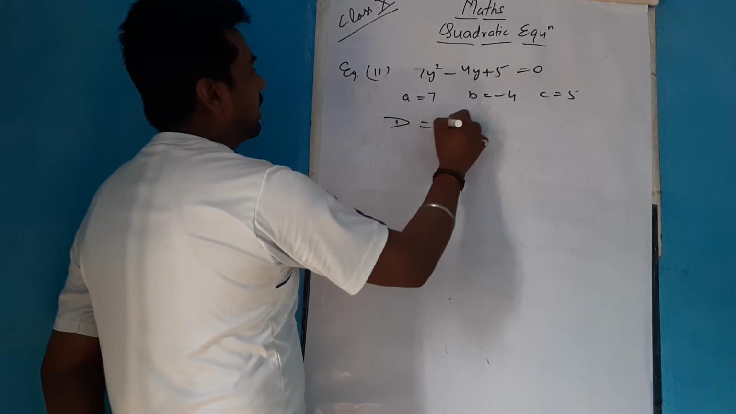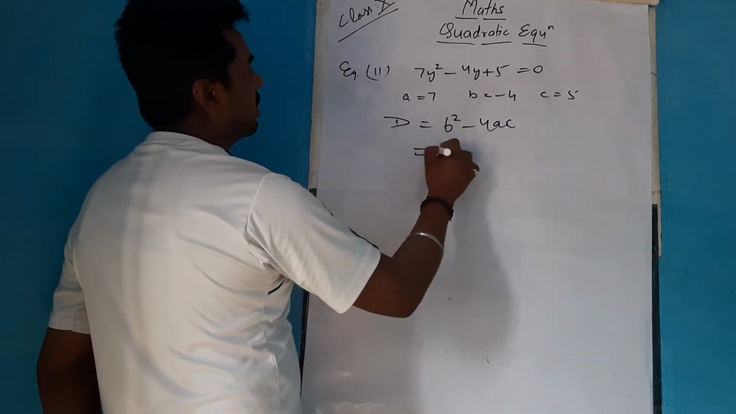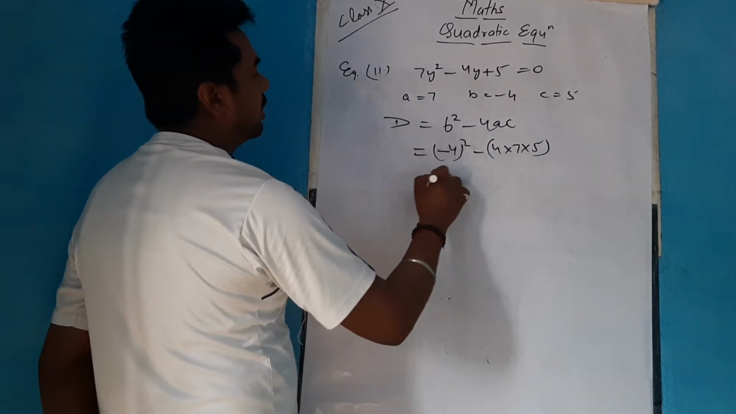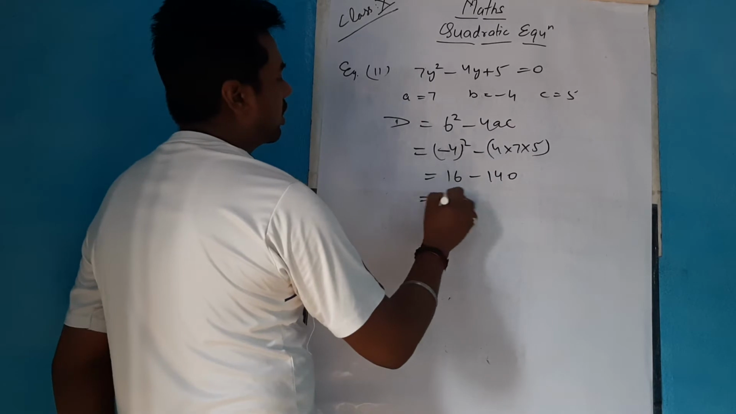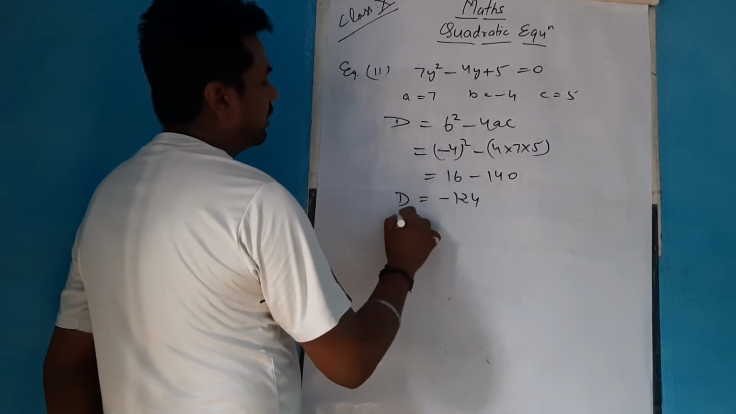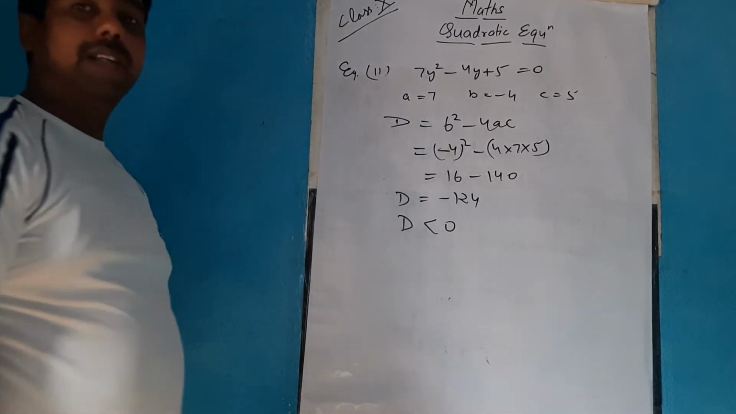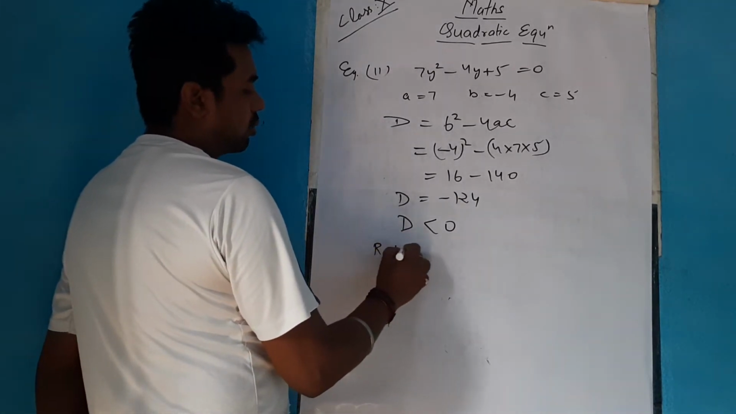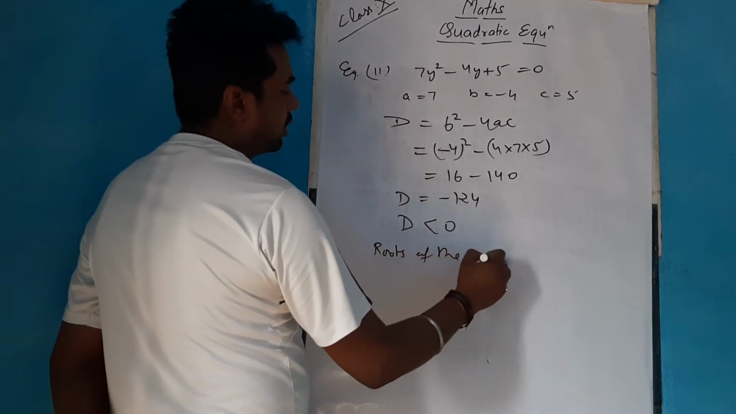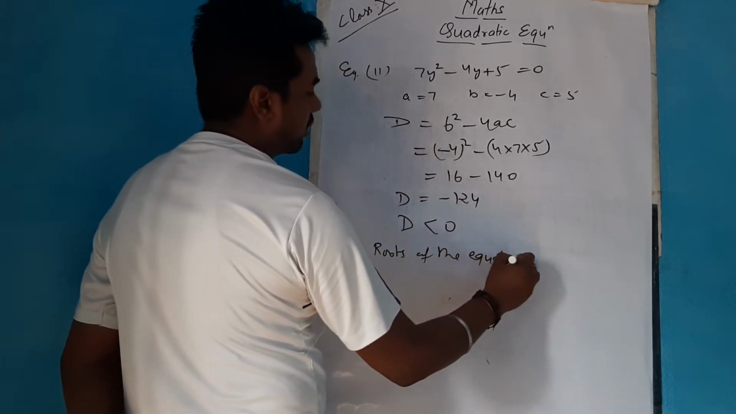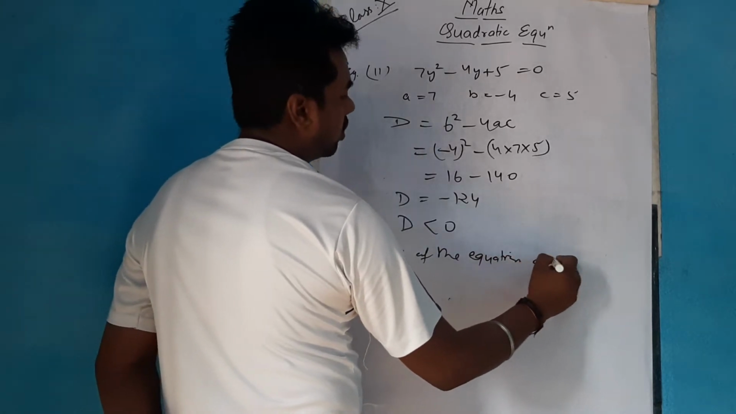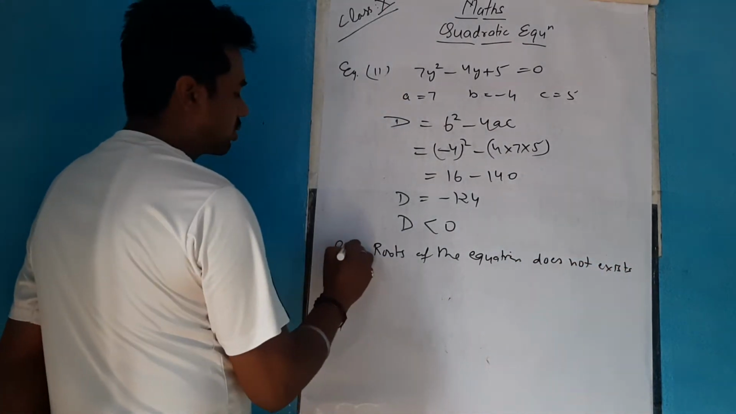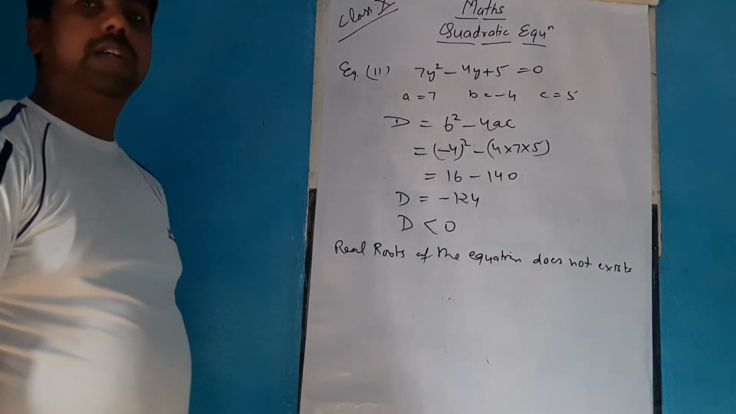So the value of d is given as b square minus 4ac. That becomes minus 4 square minus 4 into 7 into 5. That becomes 16 minus 140, that is minus 124. So it is quite clear that the value of d is less than 0. So you will conclude that real roots of the equation do not exist.